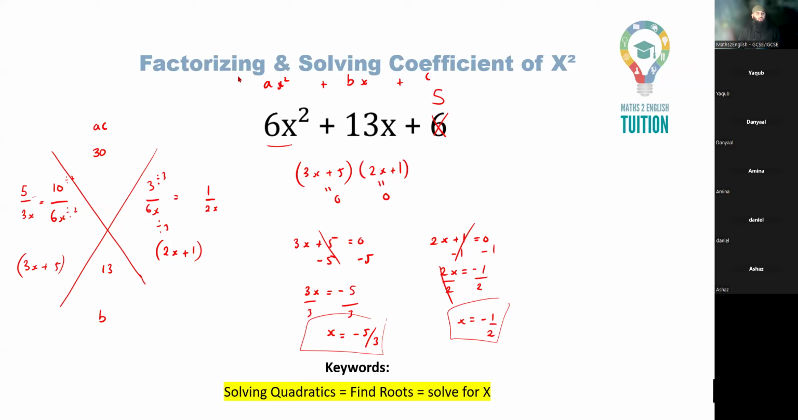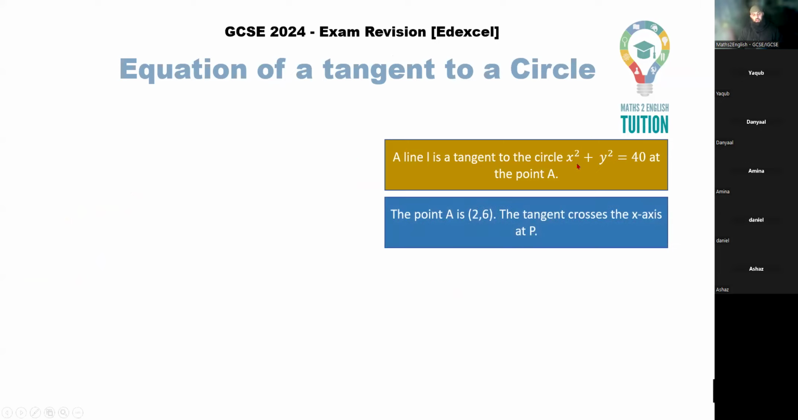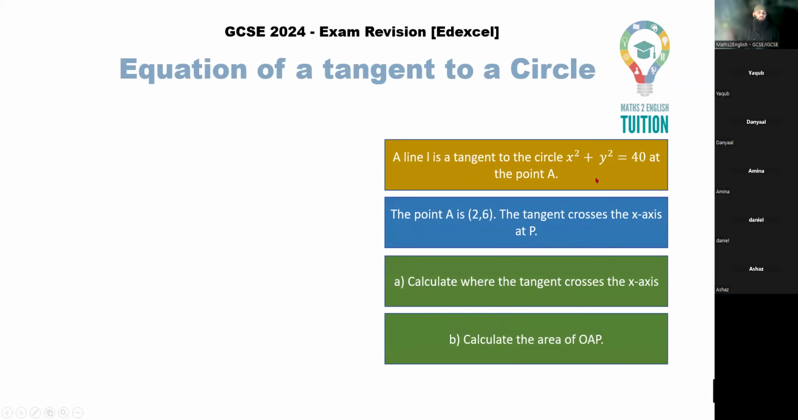So this is a bit of a year 9 topic. We have line A, which is a tangent to a circle, x squared plus y squared equals 40, at point A. Before we do this question, we need to know how this works.